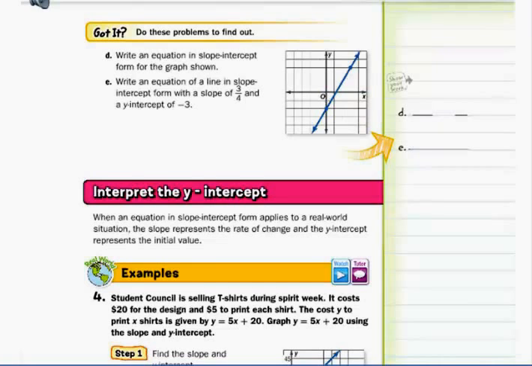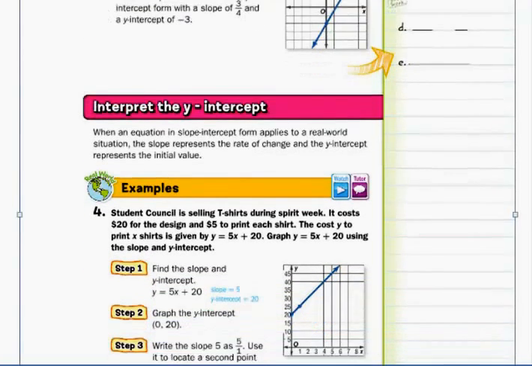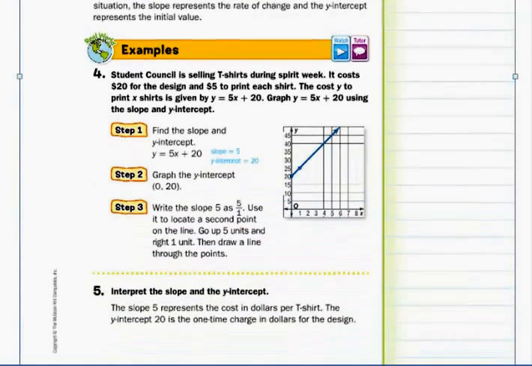Example 4. This is just on interpreting them. It's saying that the student council is selling t-shirts during Spirit Week. It costs $20 for the design and $5 to print each shirt. The cost y to print x shirts is given by y equals 5x plus 20. So here's what it's saying. You're going to pay this $20 no matter what. That's the design. And then you're paying $5 for each shirt. That's basically the slope. 5 is the slope because it's 5 times x. It will rise 5 for every shirt you print.